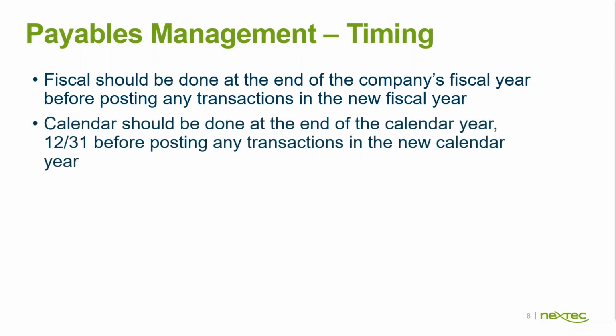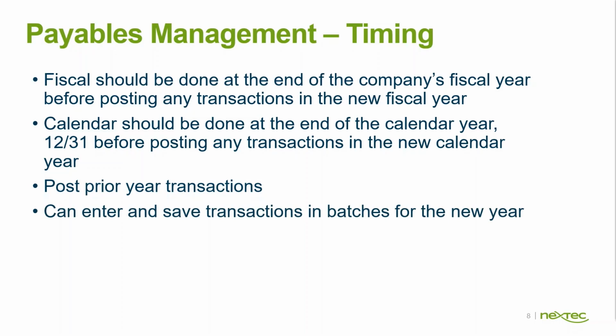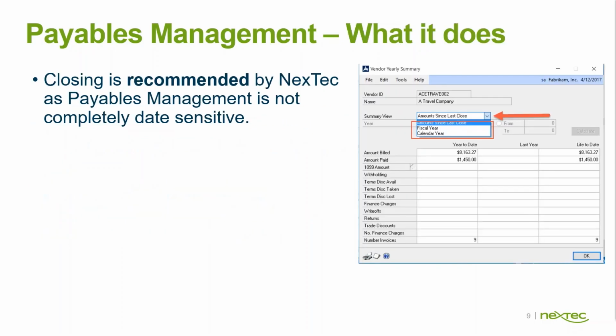Calendar should be done at the end of the calendar year, 12/31, before posting any transactions to the new calendar year. Post prior year transactions. You can enter and save transactions in batches for the new year. And you can process the 1099s after the close. It is recommended to go ahead and close payable management. It is not completely date sensitive.